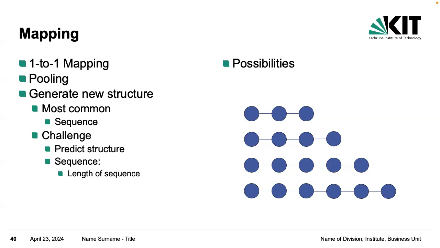Let's do that for the simple case. So the simple case is a sequence. And so the structure here means, what is the length of the sequence? So you somehow have to predict, is your output length 3, 4, 5, 6, or 7 or something. And then, once you have predicted that, you have to decide what each of these values in the sequence is.